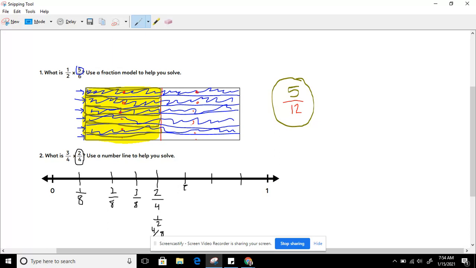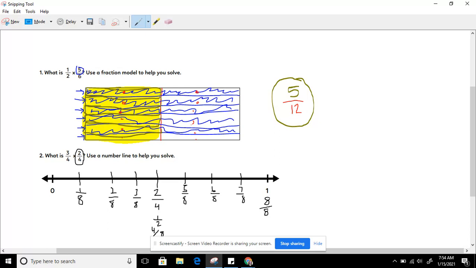5 out of 8, or 5/8, is our next piece. 6/8, 7/8, and then 1 whole. We've learned 1 whole is equal to any number over itself. So if we're dealing with 8ths, it would be 8/8. If we were dealing with 5ths, it'd be 5/5. If we're dealing with 6ths, 6/6.